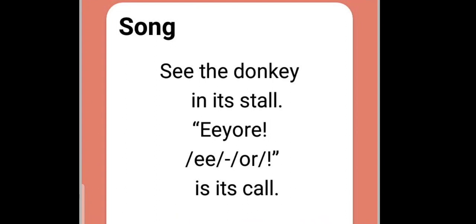See the donkey in his stall. E-or is its call. See the donkey in his stall. E-or is its call.